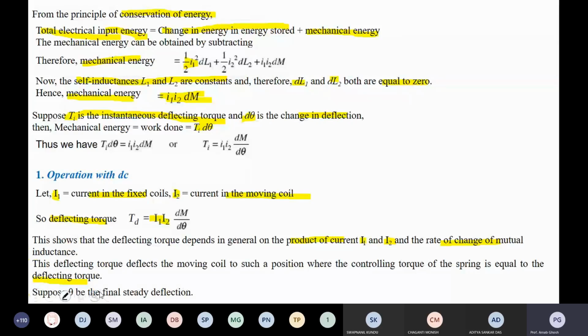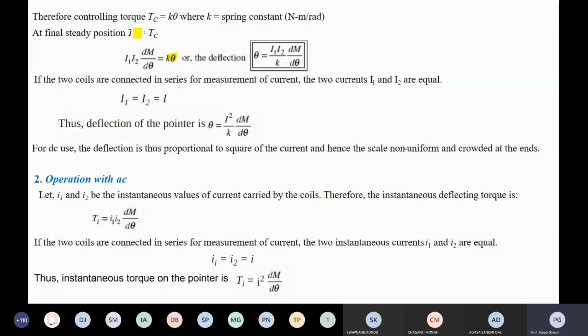Suppose θ is the final steady state deflection. Now we are using a spring. So TD definitely equals TC for the final steady state position. The deflecting torque is always equal to the control torque. Therefore, the control torque TC equals Kθ, where K is the spring constant in Newton meter per radian. So what will be the exact value of θ? It comes out as I1 I2 by K dM/dθ.